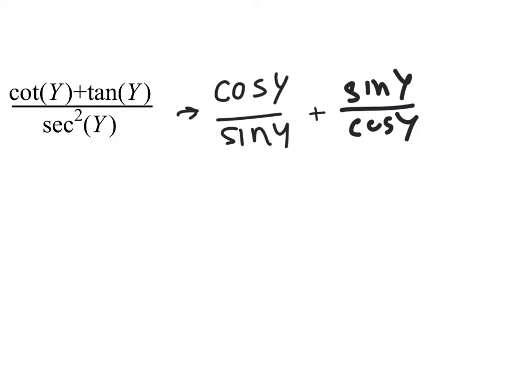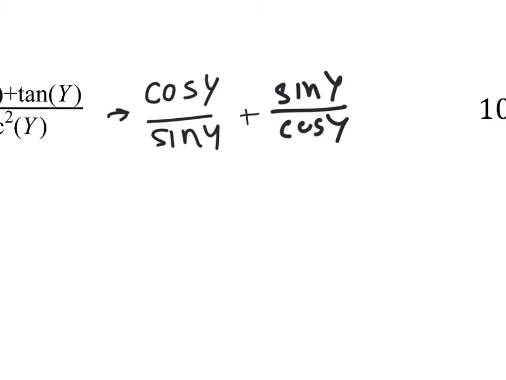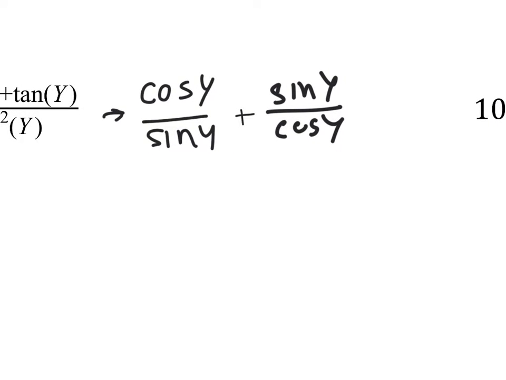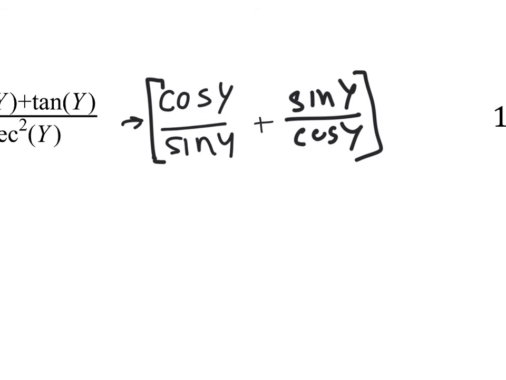So my cotangent y and tangent y are going to be changed into these fractions. And then that's all over, well, let me go back, 1 over secant squared y. Secant is itself the reciprocal of cosine. So let me do a quick simplifying thing here and just use the reciprocal function. I'm going to take this and protect it inside brackets and say this is going to be multiplied by cosine squared y. So I've addressed all of these functions in one shot.